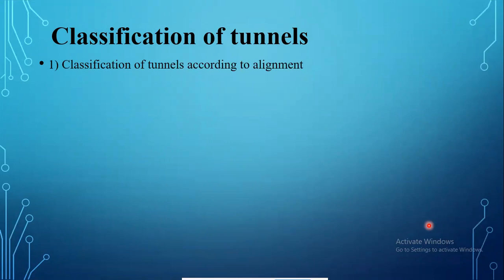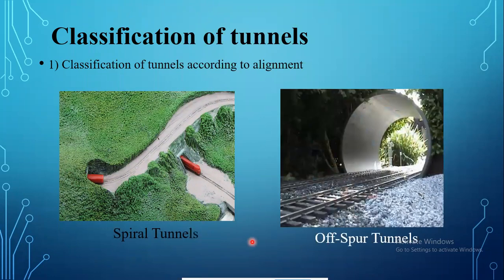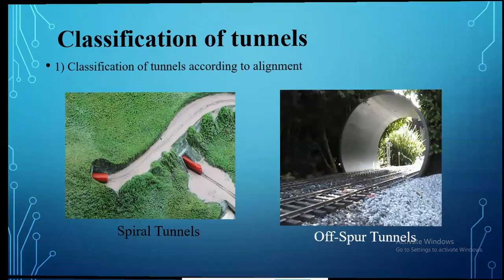Again, we will see classification of tunnels in more detail: classification of tunnels according to the alignment. It might be spiral tunnels, as you can see here. The second one is the off-spur tunnel. Whenever there is some shortage or obstruction, where you require the provision of a tunnel, in that case you can go for off-spur tunnels.